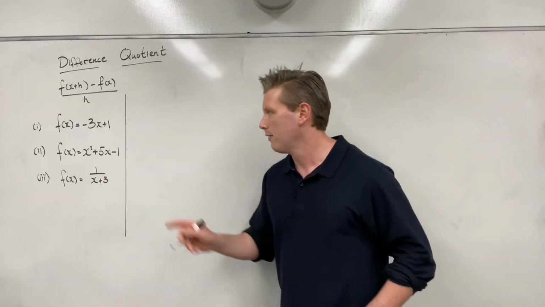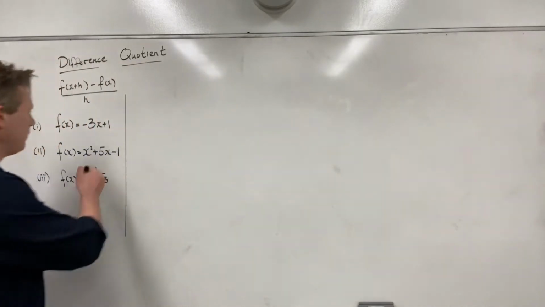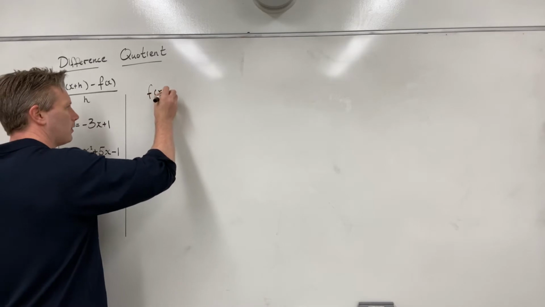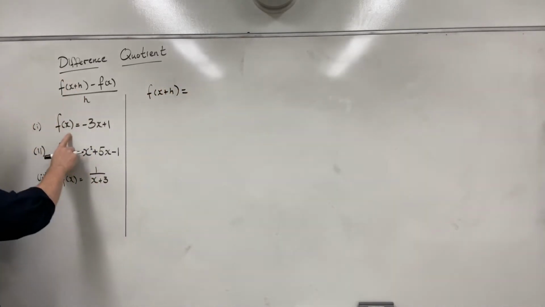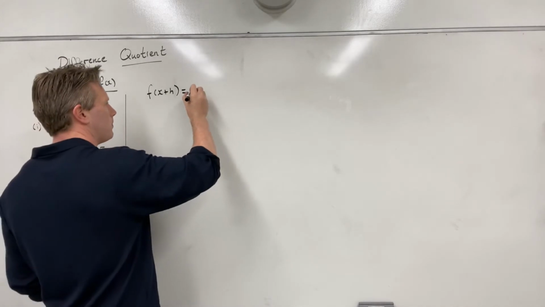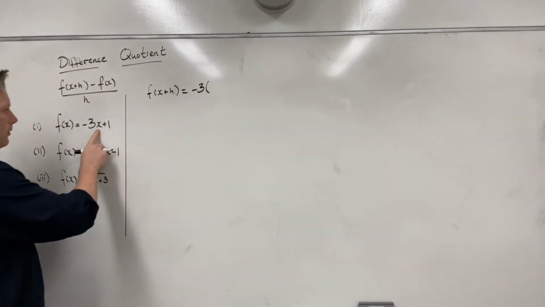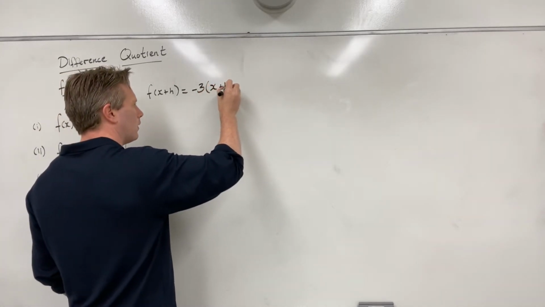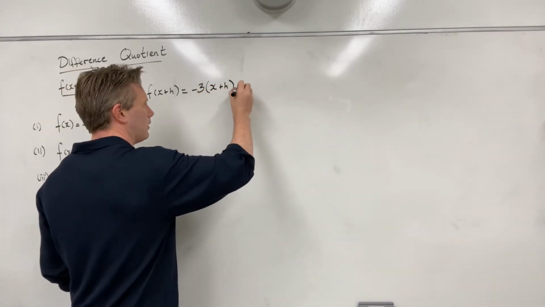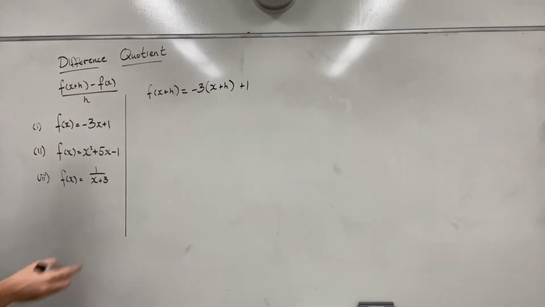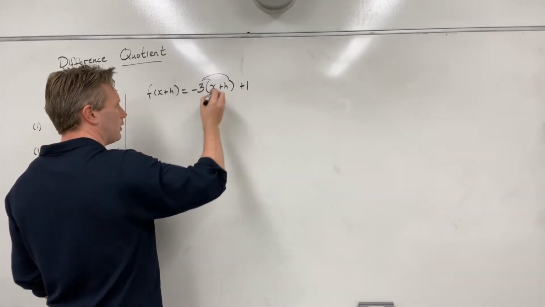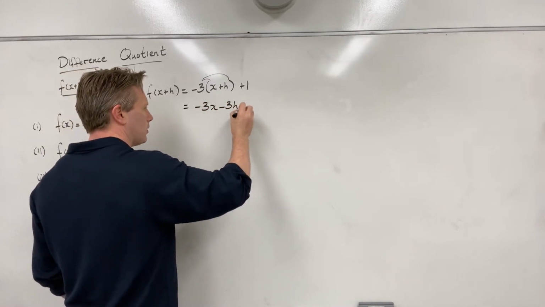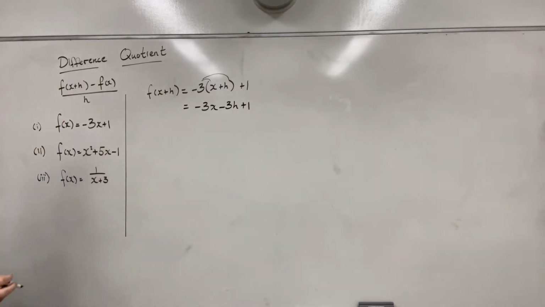Our first function, f of x, is negative 3x plus 1. So I want f of x plus h. So f of x plus h is therefore minus 3 times, replacing x with x plus h, and I have a plus 1 at the end. Let me just distribute out my 3 into my parentheses. I get minus 3x minus 3h plus 1. Alright, so that's the first part.